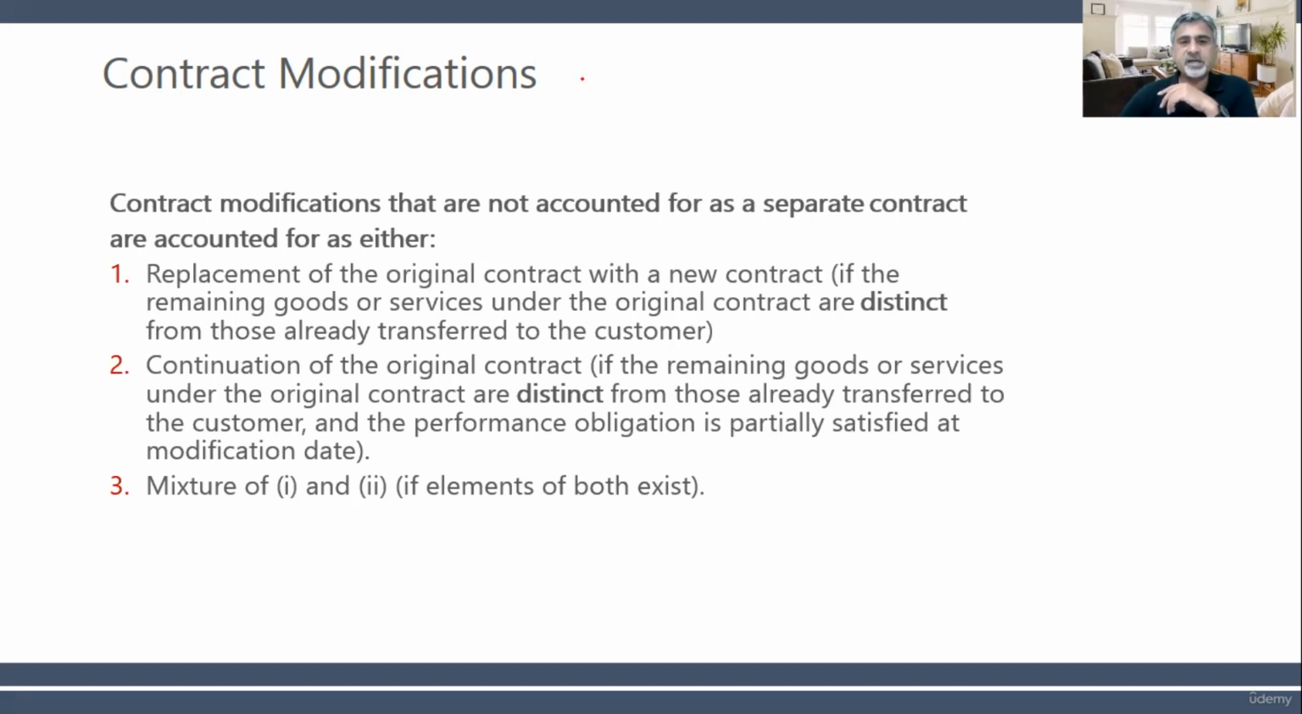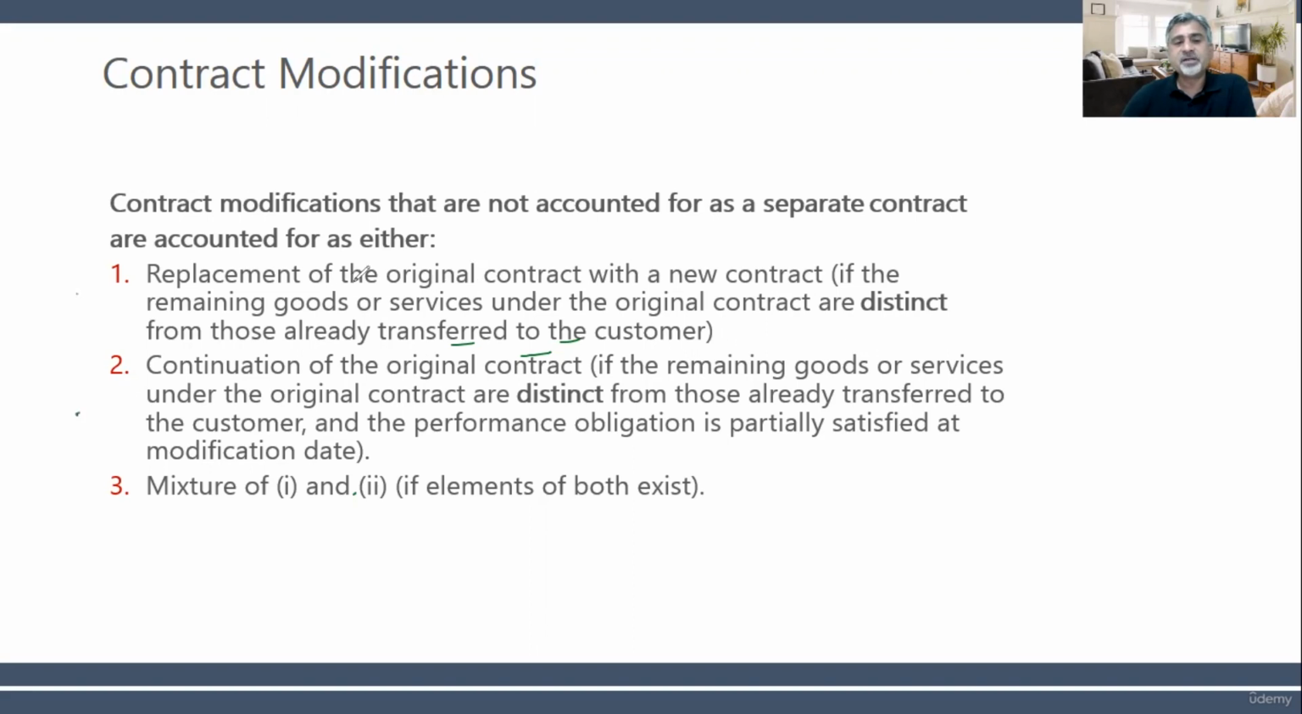So these modifications are, number one, replacement of the original contract with the new contract, if the remaining goods or services under the original contract are distinct from those already transferred to the customer. Number two, continuation of the original contract. The original contract continues, and it is a renewal, we call it a renewal of the contract. And number three, a mixture of 1 and 2 if elements of both exist.